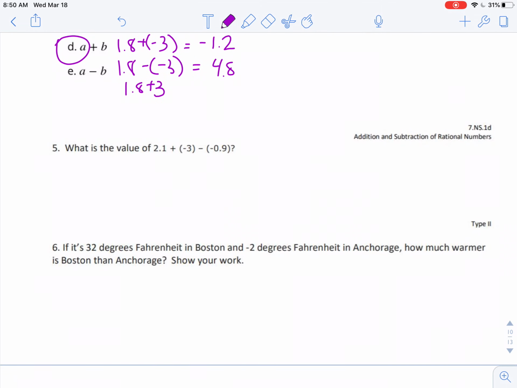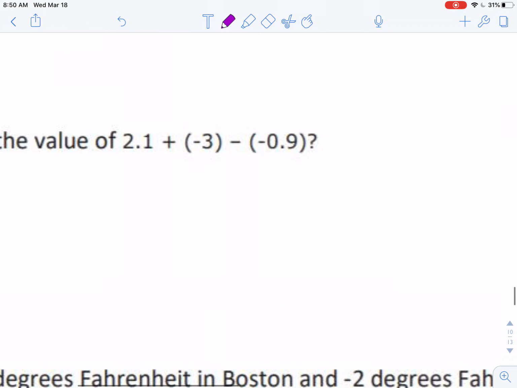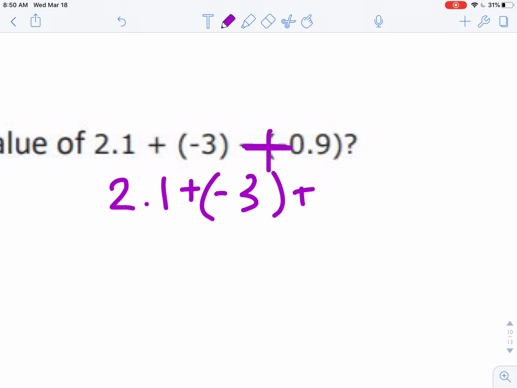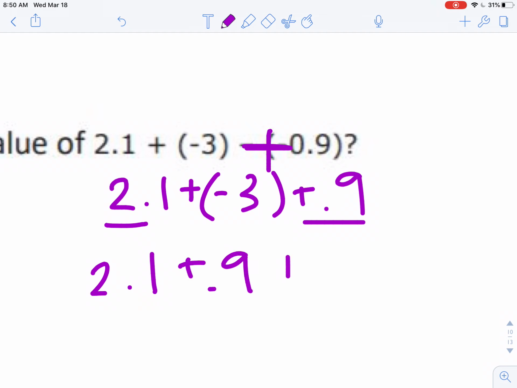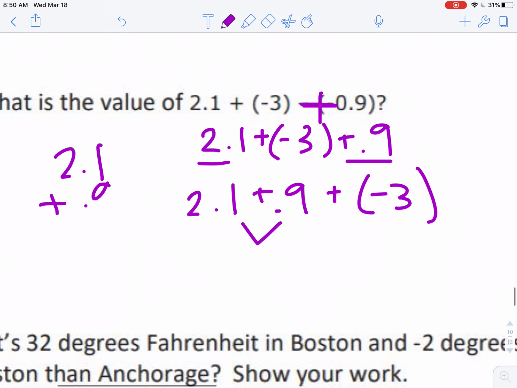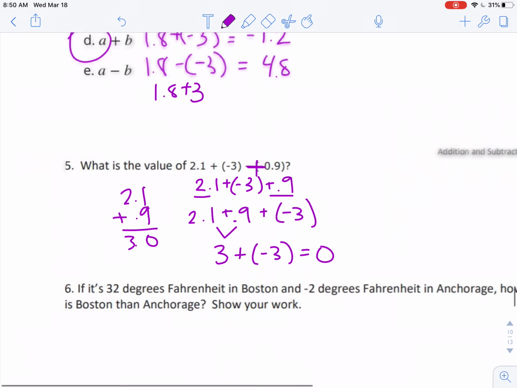What is the value of 2.1 plus negative 3 minus negative 0.9? Okay, let's rewrite this first using addition. 2.1 plus negative 3, this becomes plus 0.9. And we can actually add the positive numbers together first if we want. Because it's all addition, we can switch the numbers around. If this said subtraction, we could not do that. But I can change it like this. Actually makes it easier for us because 2.1 plus 0.9 is 3, and 3 plus negative 3 is 0.